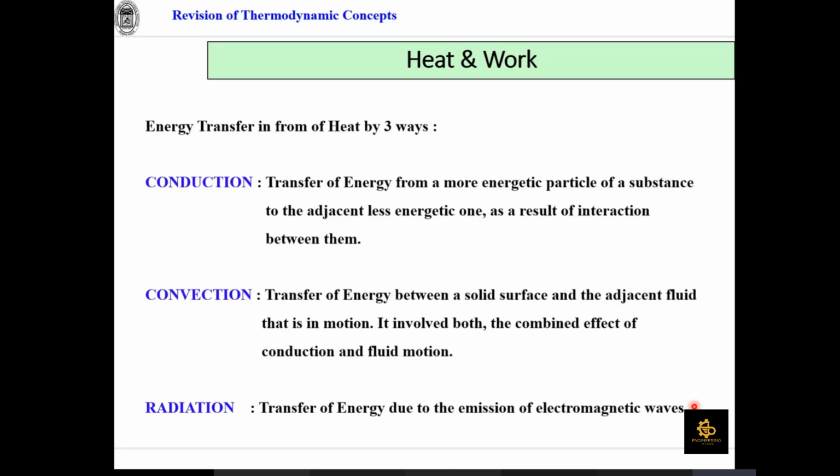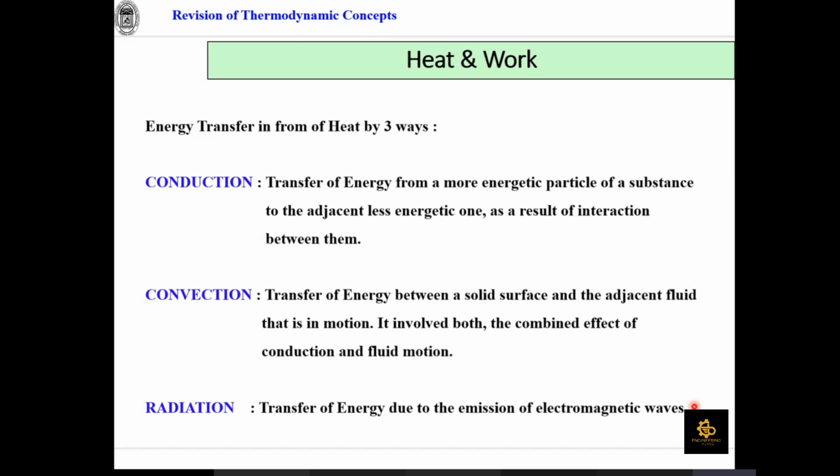In convection, there is transfer of energy between a solid surface and a fluid that is in motion. It involves the combined effect of conduction and fluid motion. Whenever fluid motion is involved, for example if there is a cup of coffee and I blow air over it, it is a convection process. But if an iron bar is placed on a table and I blow air over it, and there is heat transfer between the bar and the table too, then conduction and convection happen simultaneously.